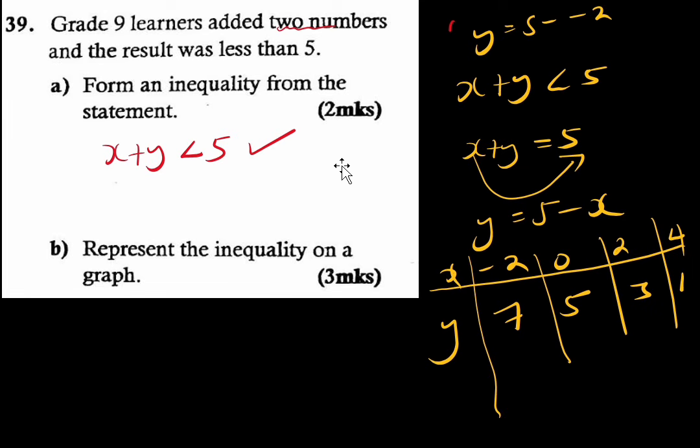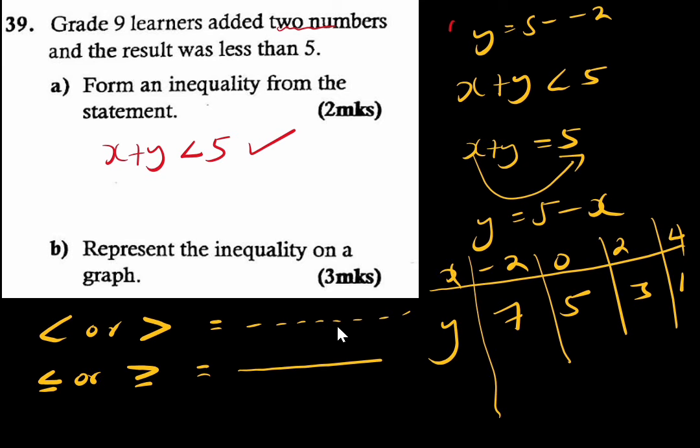So this is my graph. We're going to plot those points. Before we plot, I'm going to tell you something. When plotting an inequality on a graph, you need to remember this. When the sign is less than or greater than, we use a dotted line. And when the sign is less than or equal to, or greater than or equal to, we use a continuous line. So bear this in mind.